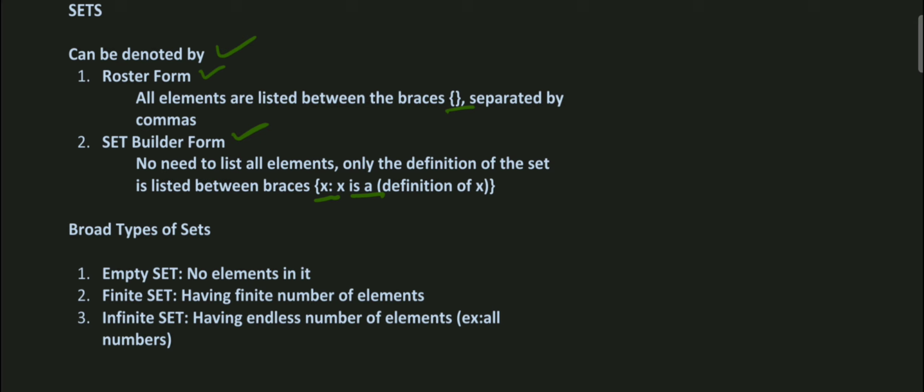Sets can be broadly classified into three. One is the empty set. Empty set means there are no elements in it. It is a null set, often denoted by this symbol. The second one is a finite set, which has only a finite number of elements. And the third one is an infinite set, which has an endless number of elements. Example, all the numbers. It can go on to infinity.